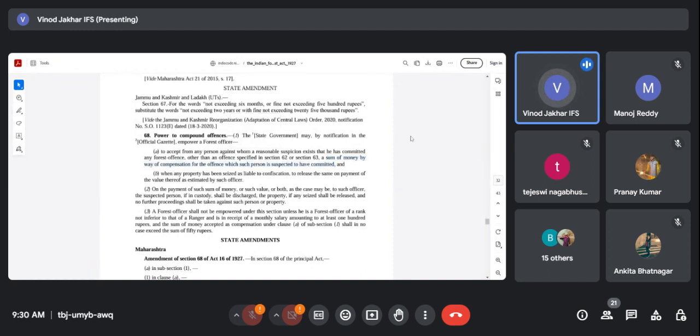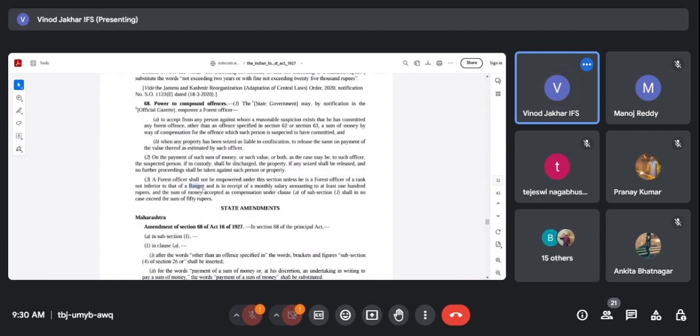Not everyone has this power. Only the police officers and you, as forest officers, will have this power of compounding offenses. No one else. And who can do this? Ranger and above, Range Forest Officer and above.